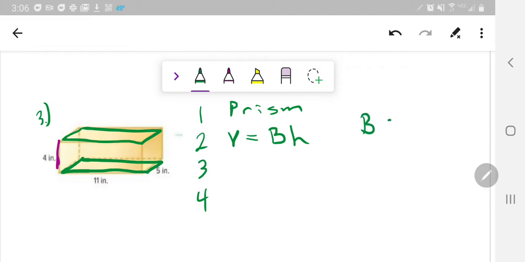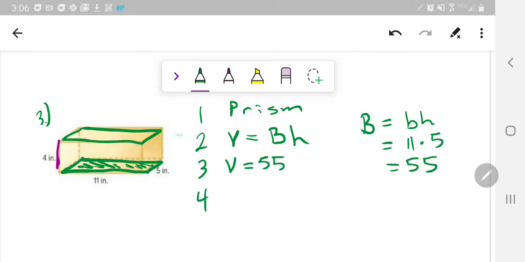So we got to find B first, which is the area of the base, and we have the base right here. It's a rectangle, so we're going to do B times H. We're going to plug those numbers in, 11 and 5, and we're going to get an area of 55 for the base. So the volume equals 55 times the height here is 4, and when we multiply that, it comes to 220. And we need inches cubed, or cubic inches.